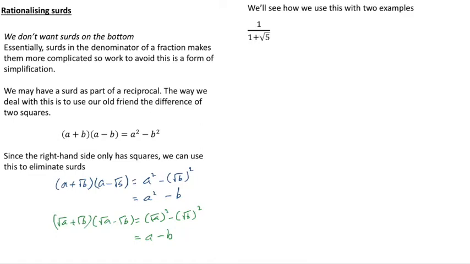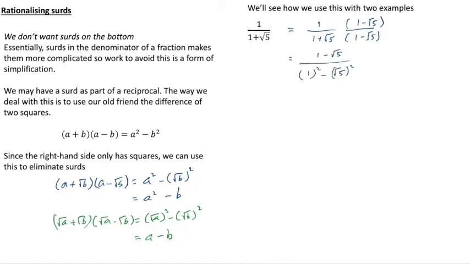We want to simplify 1 over 1 plus root 5 by not having any surds on the bottom. You may be able to see that what we can do with the bottom of that is times it by 1 minus root 5. So that's using the difference of two squares. But if we do that, we have to times the top by 1 minus root 5 as well. So what do we get?